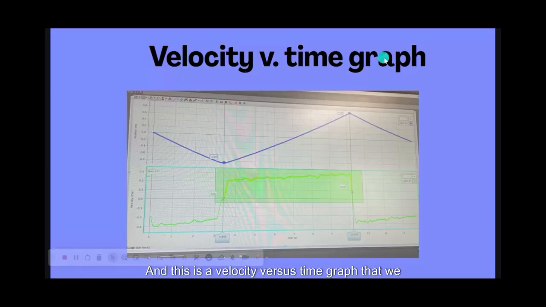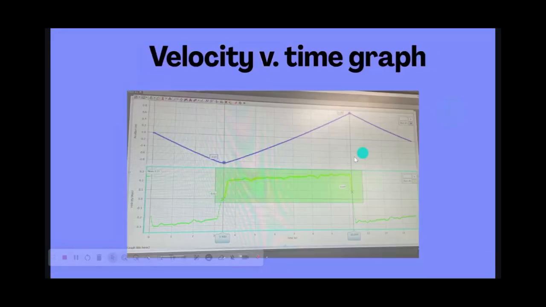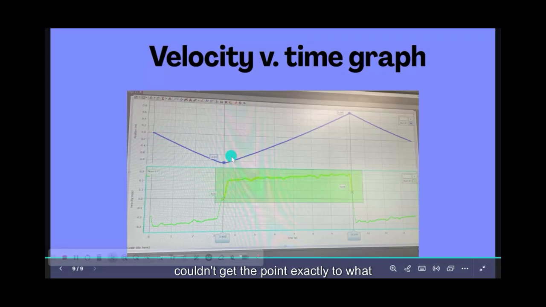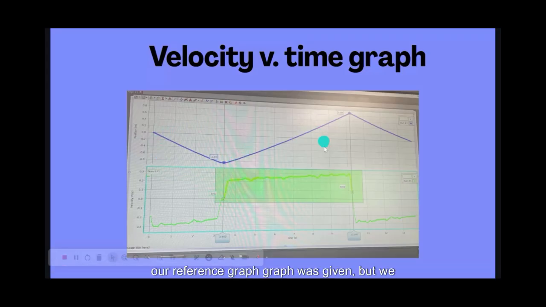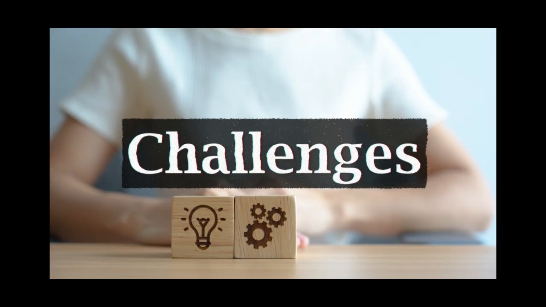And this is a velocity versus time graph that we made using the machine, and here we can see our mean values that we used in order to put them in our table. And here we can see what our velocity time graph would be. So here you're seeing our position versus time graph, right below our velocity versus time graph. For this, we can say that we weren't exactly correct on what our graph was, especially because we couldn't get the points exactly to what our reference graph was given, but we were pretty close to getting the nearest calculations.